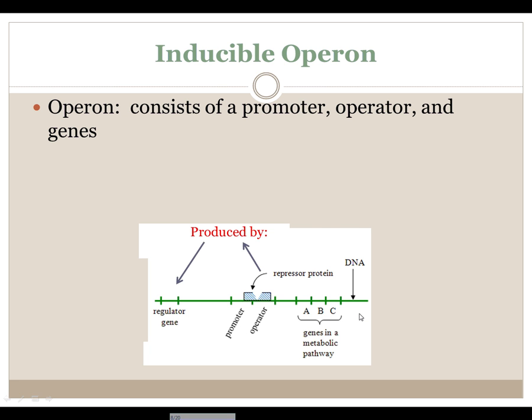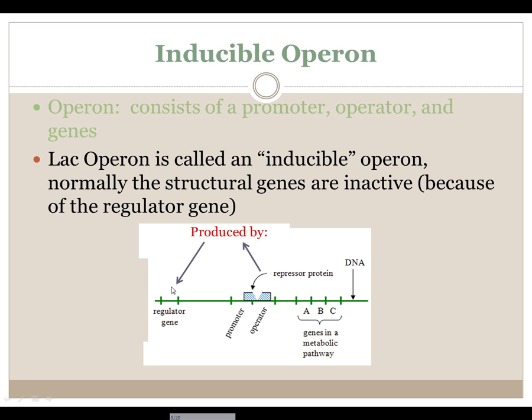Now what I've got here is kind of circular. This repressor protein is produced by the regulator gene, right? And so the lac operon is called inducible because normally, these are the structural genes again here. These are the genes that we would want active if we needed them. Well, normally they're going to be inactive.